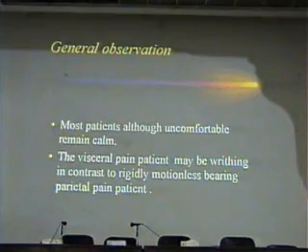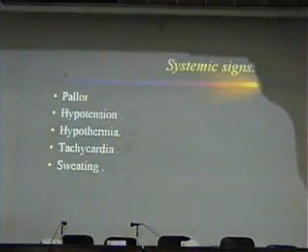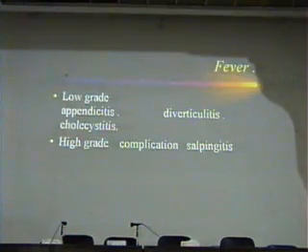Most patients, although uncomfortable, remain calm till the end of the examination. The visceral pain patient may be writhing, in contrast to the rigid, motionless, quietly peering parietal pain patient. On examination, the patient may have pallor, hypotension, hypothermia, tachycardia, sweating.